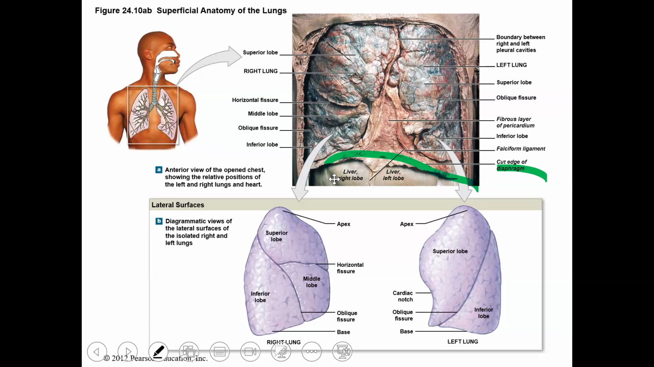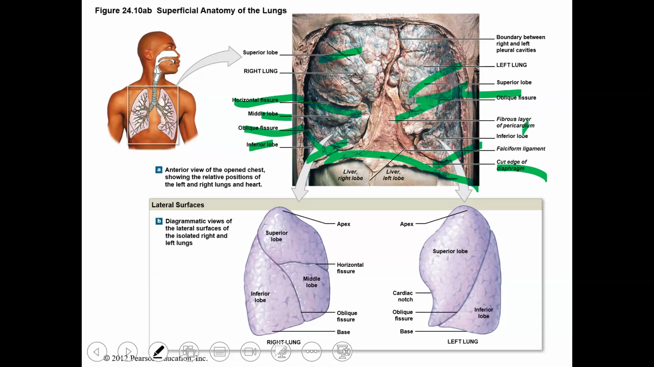We see the falciform ligament right there. You can see the inferior lobe of the left lung. You can see the superior lobe of the left lung, superior, middle, and inferior of the right lung over here. And then you can see its boundaries, the horizontal fissure, oblique fissure separating the two. You can see oblique fissure separating the 2 lobes over here.